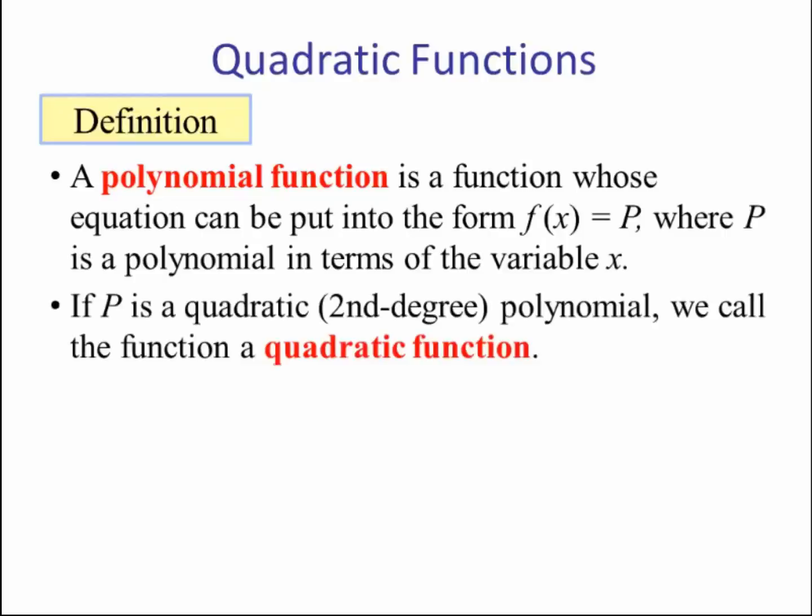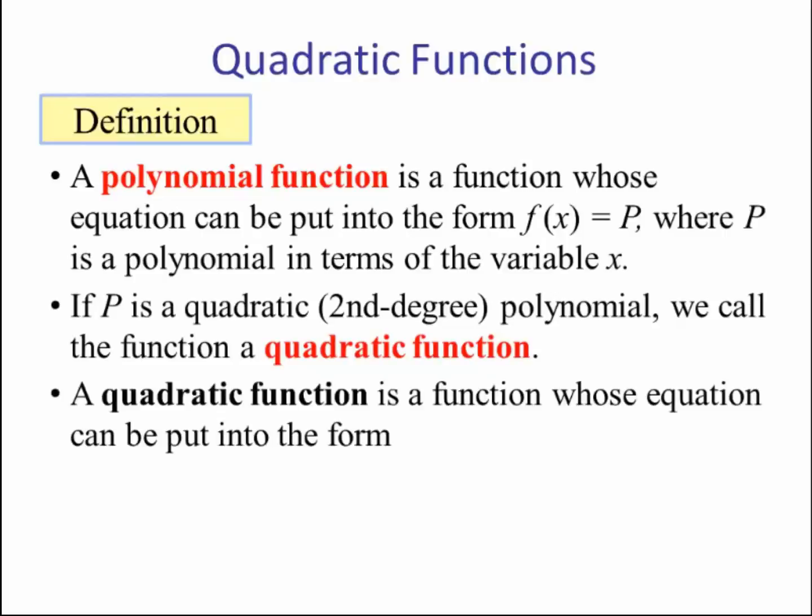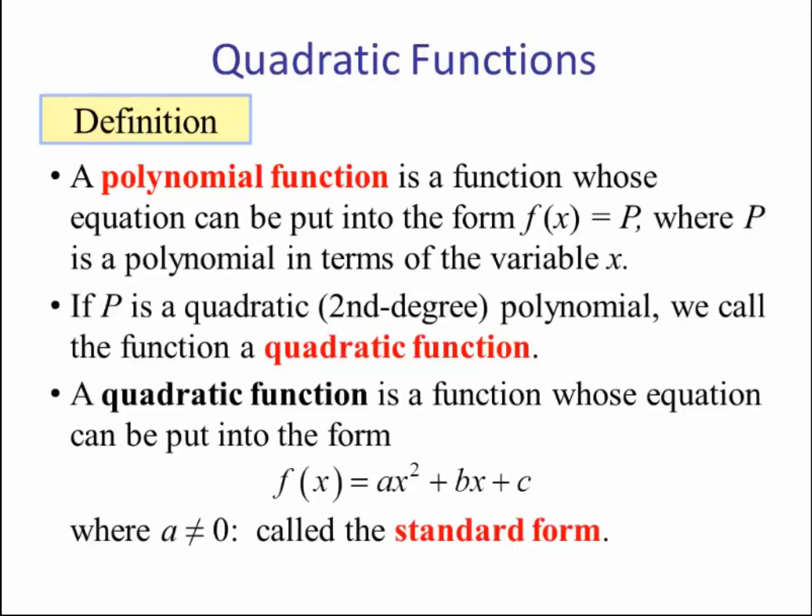If p is a quadratic, 2nd degree polynomial, we call the function a quadratic function. A quadratic function is a function whose equation can be put in the form f of x equals ax squared plus bx plus c, where a is not equal to 0, called the standard form. A cannot be equal to 0 because this would disappear and we would be left with a linear function. A, b, and c are coefficients.